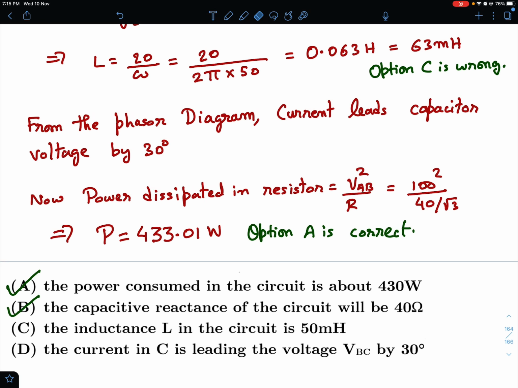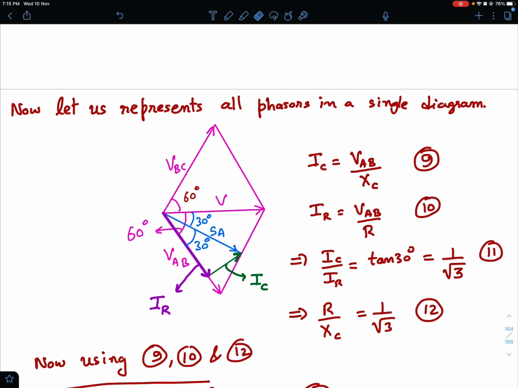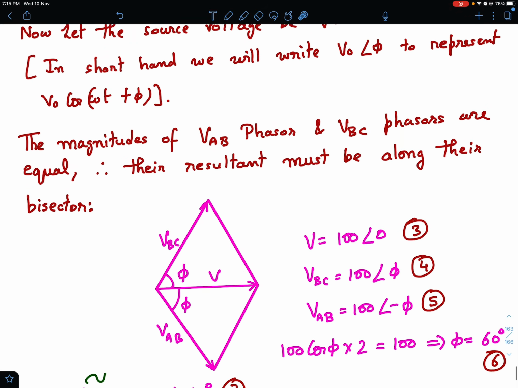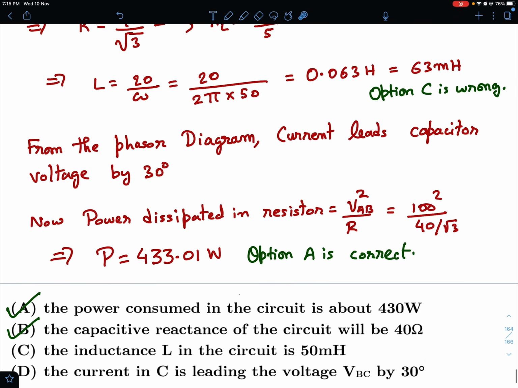Current, we have to compare it with BC. This statement is correct: I have said that current leads the capacitor voltage by 30 degree. That is fine, because capacitor voltage is this phasor, and this is the total current phasor, and this is 30 degree. So that would have been correct for capacitor voltage, but it's not talking about capacitor voltage, it was talking about the voltage BC, and BC is actually the inductor voltage. So this is not correct.